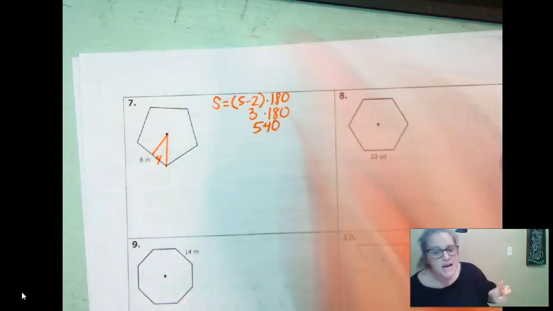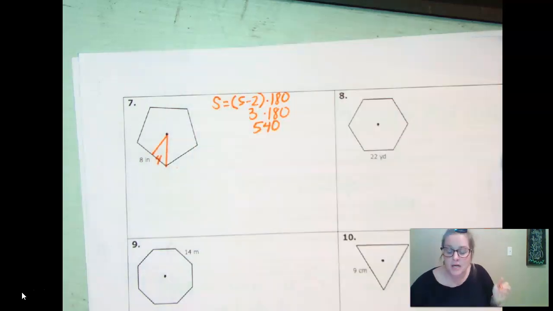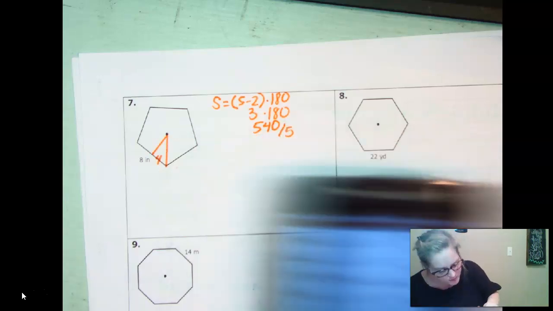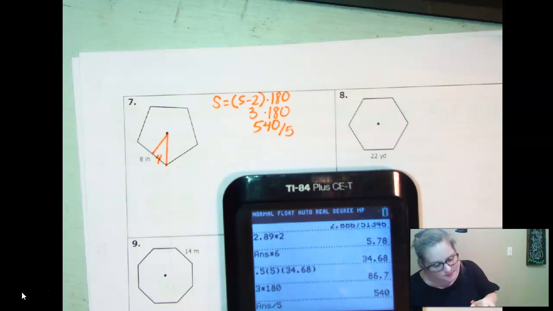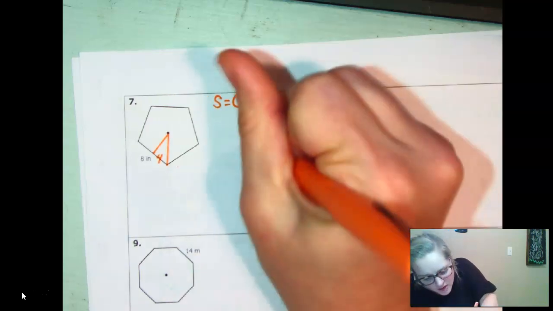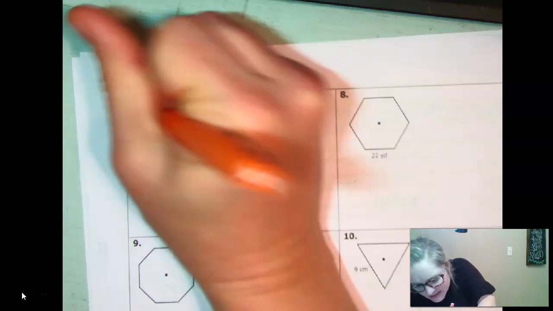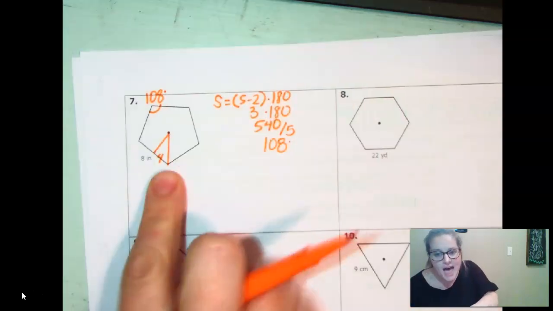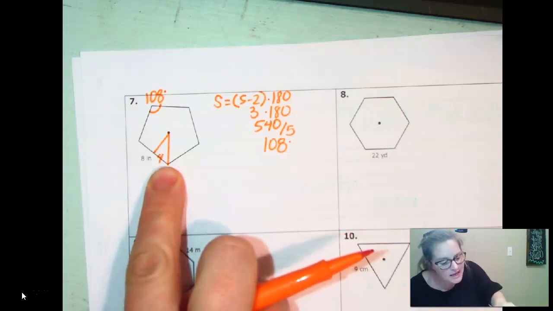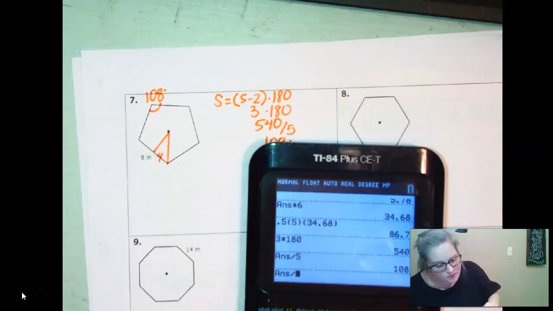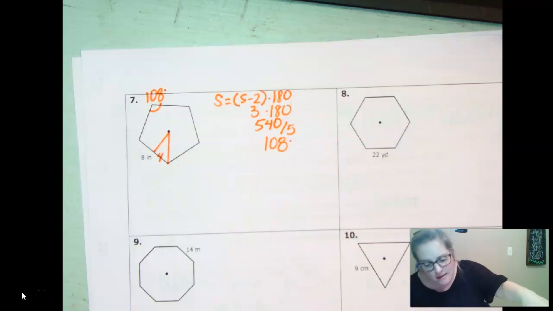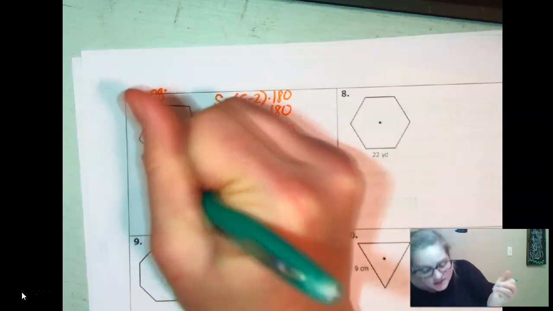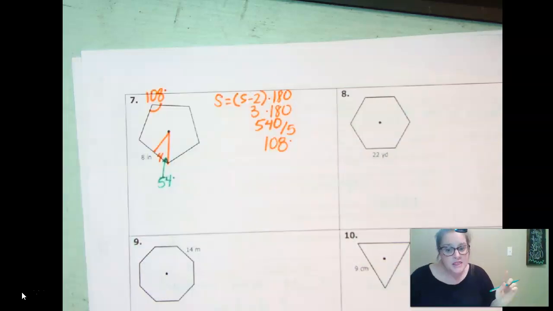Now, that's the entire shape. This is a regular polygon, so I'm going to just divide by 5 because there are 5 sides. 540 divided by 5 gives me 108. That's the degrees of the entire angle, but we only have half of that. So we take that 108, and again, we divide it by 2. That gives us 54. That means this angle here is 54.